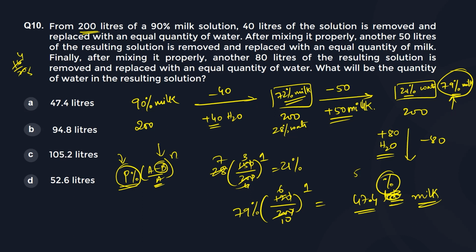Now, what is the question? Please don't mark A blindly. What will be the quantity of water in the resulting solution? So if this is the percentage of milk, then the percentage of water will be 52.6%. You want the quantity. So 52.6 into 200 by 100, because there are 200 liters. So double of this, which will be 105.2, which is option C. If you notice, 47.4 is being given to trap and make students commit that silly error. Be very careful of what is being asked.